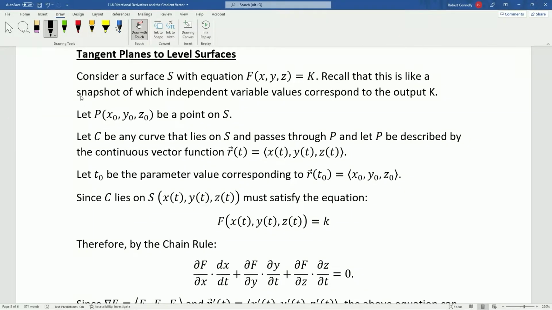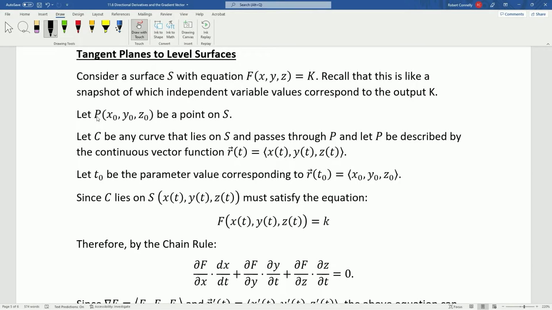So don't want to forget about this, tangent planes to level surfaces. So consider a surface S with equation f of x, y, z equals k. Recall that this is like a snapshot of which independent variable values correspond to the output k. So you have 3 independent variables and a fixed output. And then you could look at different values of k to analyze what independent variables correspond to those outputs. But this is also the same kind of equation that describes certain things like spheres and so on. So recall that this is a snapshot of which values correspond to the output k.